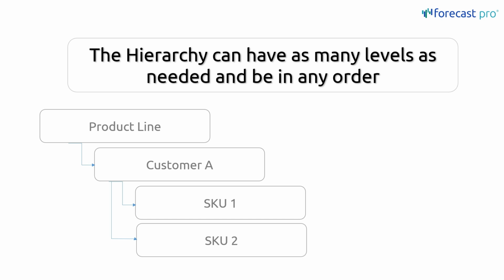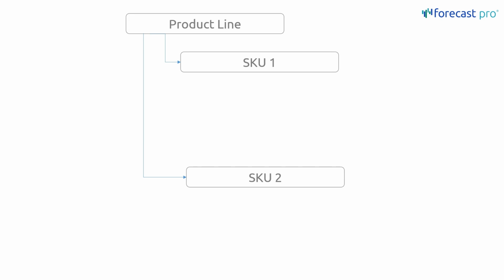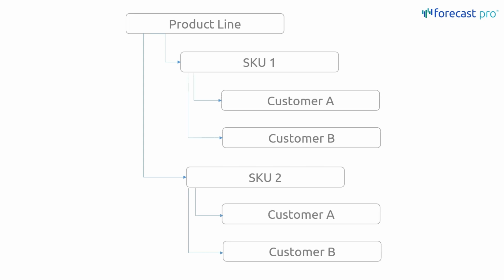So for an easy example, here we have part of a hierarchy that starts with product line and then has at least one customer below that, probably many others, and then we're looking at the SKUs sold through that customer. But we could just as easily have gone the other way. We could have rebuilt this hierarchy to start with product line, and then the SKUs that we're selling, and then for each SKU, which customers we sell it to.